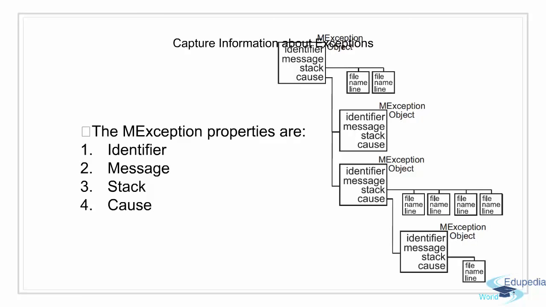The stack field is an n by 1 array of additional structures, each representing one identifying function and line number from the call stack. The cause field is an m by 1 cell array of MException objects, each representing an exception that is related to the current one. Let's take an example.